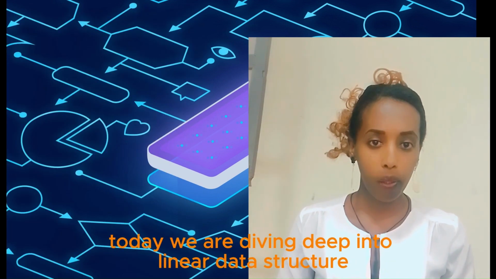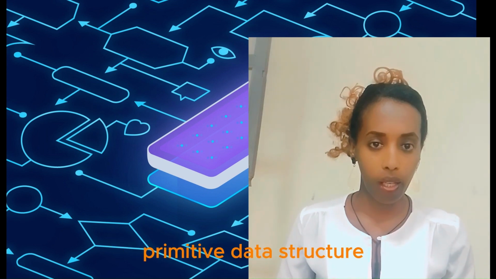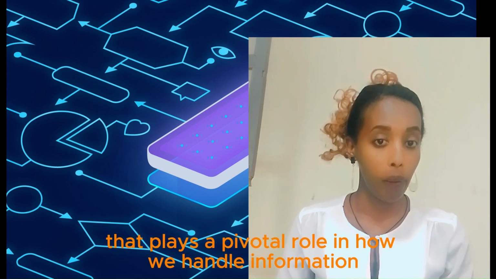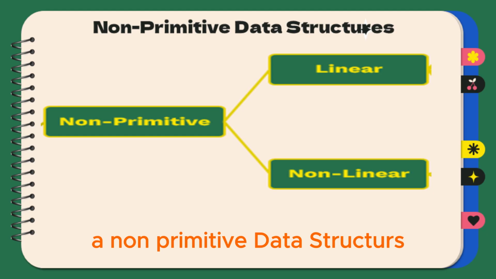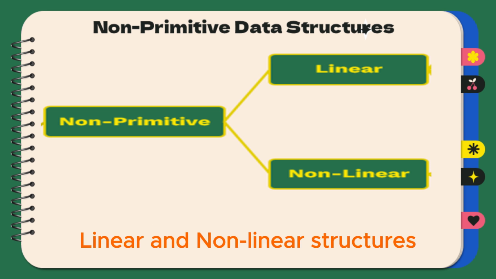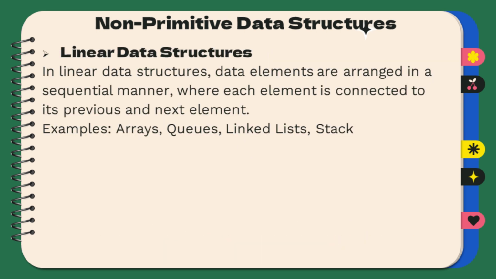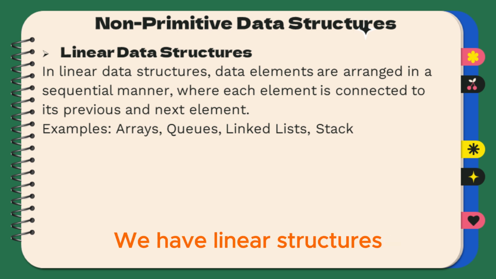Today we are diving deep into linear data structures, a fascinating category of non-primitive data structures that plays a pivotal role in how we handle information. Non-primitive data structures can be further categorized into two types: linear and nonlinear structures. Let's break this down. First up, we have linear structures.